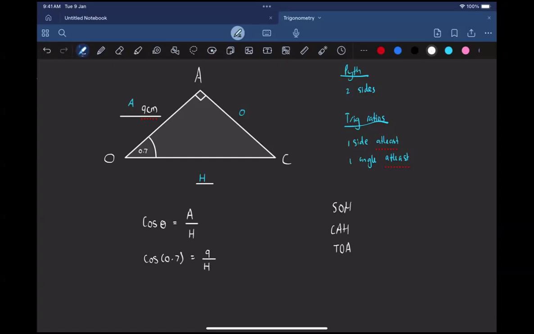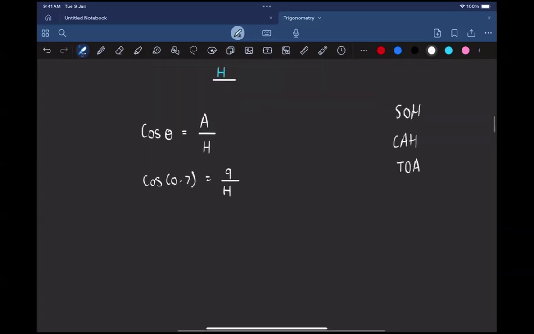No. So I have to find h. How am I going to find h? H is in the denominator. I want to get rid of it from the denominator. So what do you think I should do? Swap it. Explain what you mean by that. Swap cos 0.7 for the h.